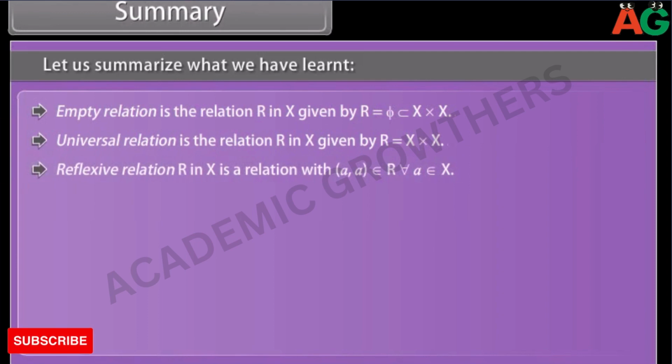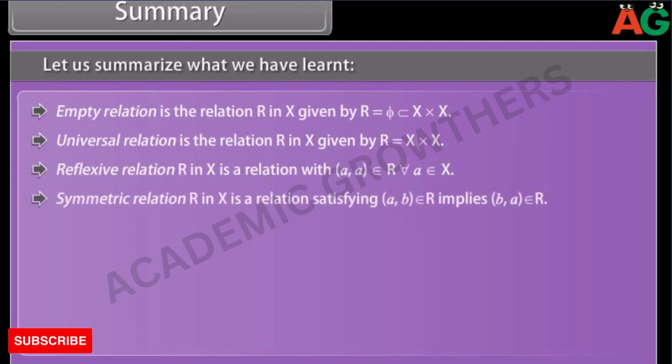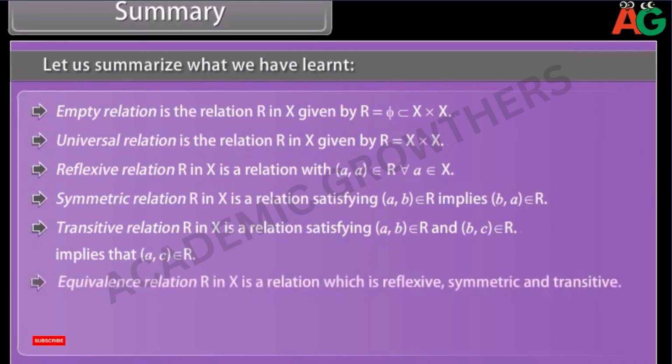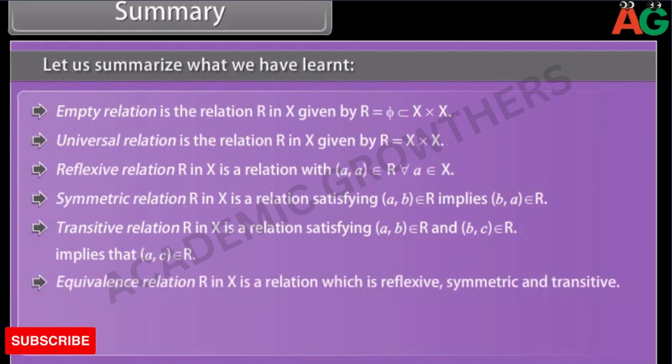Reflexive relation R in X is a relation with (a, a) belongs to R for each a belongs to X. Symmetric relation R in X is a relation satisfying (a, b) belongs to R implies (b, a) belongs to R. Transitive relation R in X is a relation satisfying (a, b) belongs to R and (b, c) belongs to R implies that (a, c) belongs to R. Equivalence relation R in X is a relation which is reflexive, symmetric and transitive.